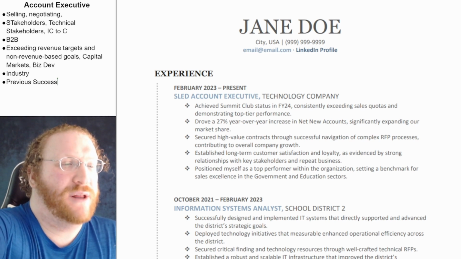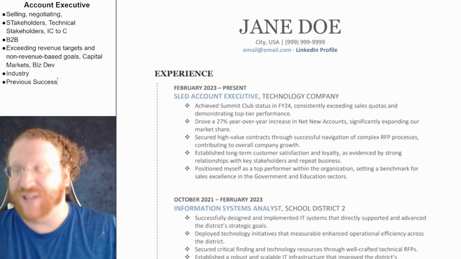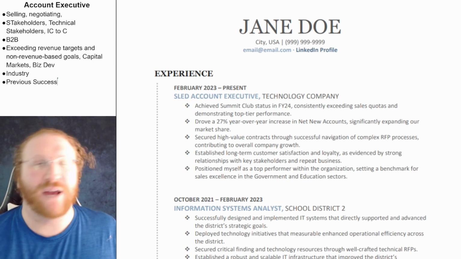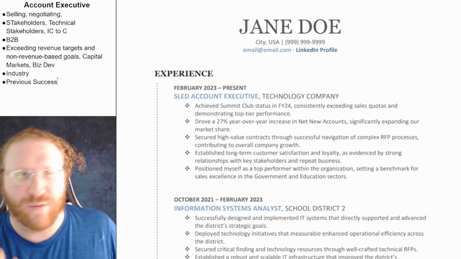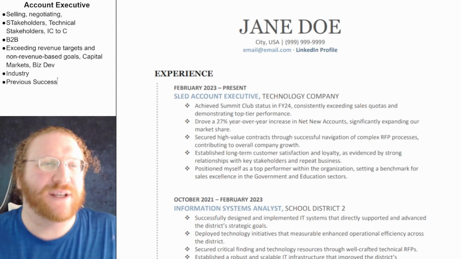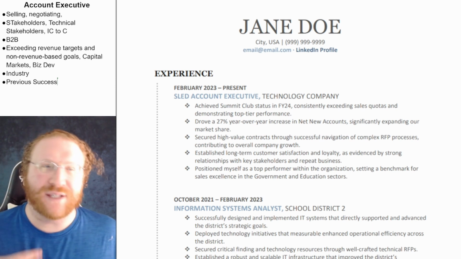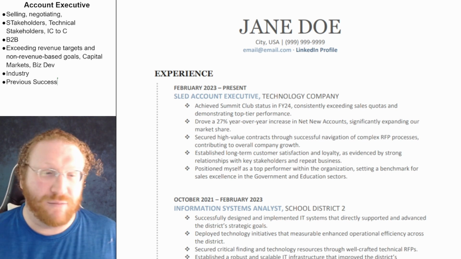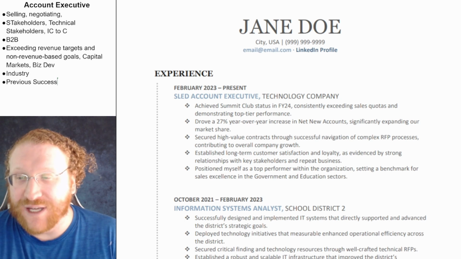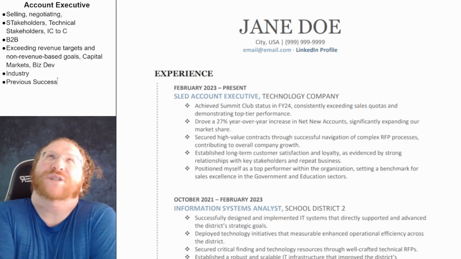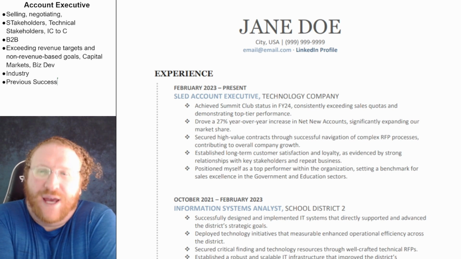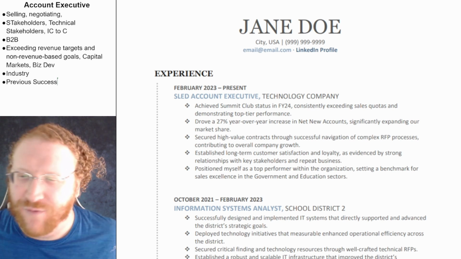So what we're going to be looking for primarily is selling, negotiating, technical stakeholders that you've negotiated and dealt with, people from IC to C, B2B, you've exceeded revenue targets and non-revenue based goals, capital markets, biz dev, industry, and probably the most important, even though it is last, is you've had previous success. I need to understand particularly how you succeeded, how important it was, and why we should move you forward.